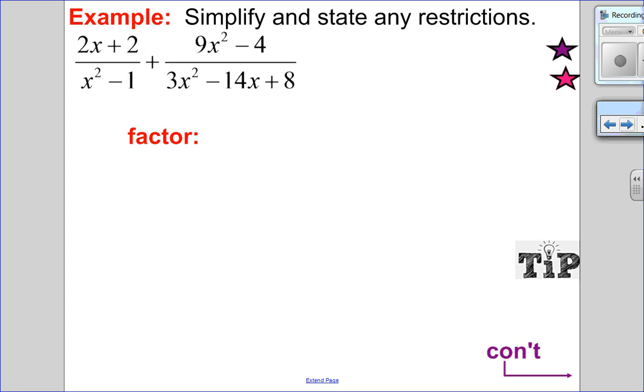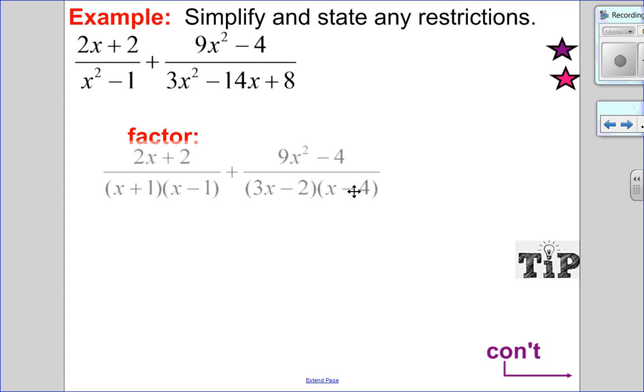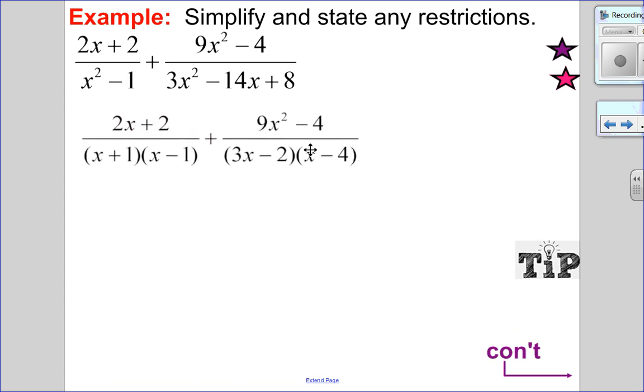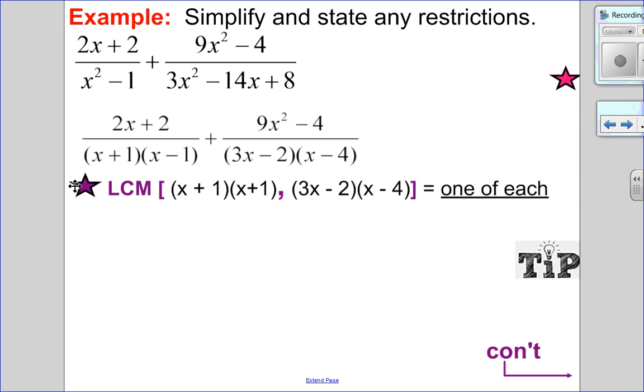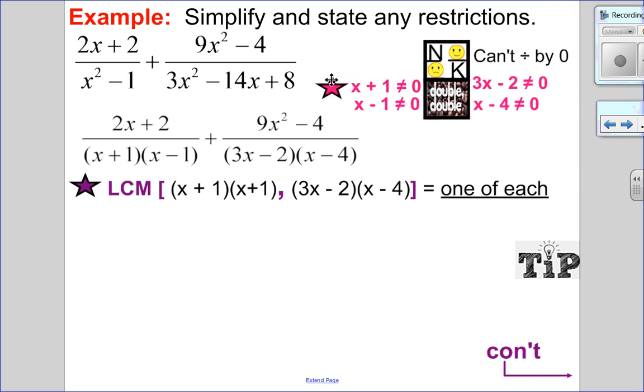Okay, let's try another one. For this one here, I'm going to factor my denominator first. Factoring my denominator, I end up with x plus 1, x minus 1, difference of squares, and then I factor the trinomial. As soon as I've done that, I can look at my lowest common multiple. My lowest common multiple for all of that is just going to be one of each factor, so it's going to have 4 terms in it. Before we talk about what the lowest common multiple is, let's do our restrictions. Since I have 4 factors in the denominator, I have a Tim Horton restriction, commonly known as the double-double, because I have 2 restrictions in each.